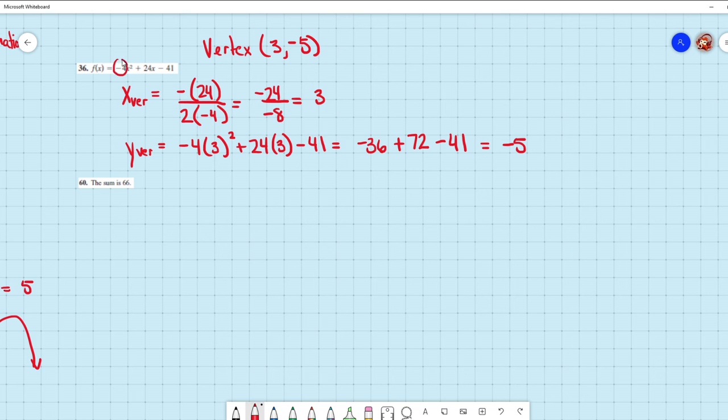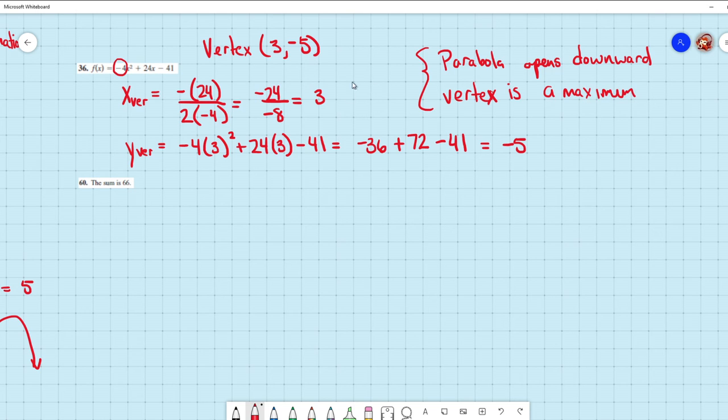Now again, the lead coefficient is negative. So as my description, I'm going to say that again, the parabola opens downward. The vertex is a maximum. So this is, again, my description.